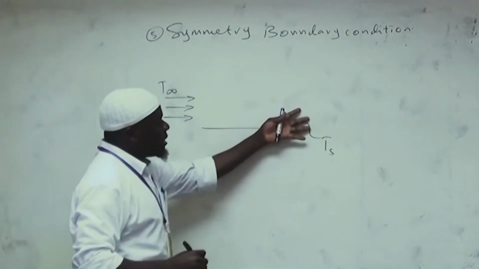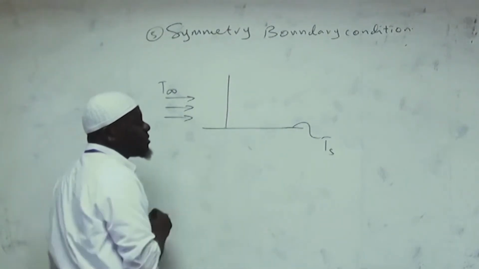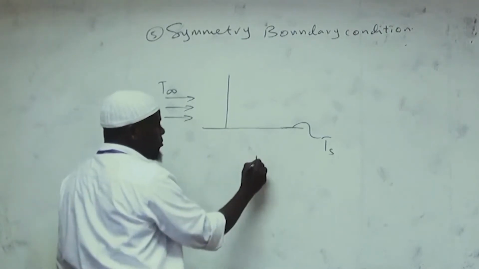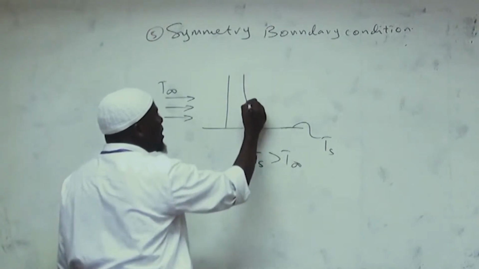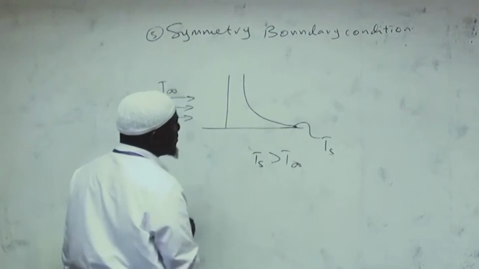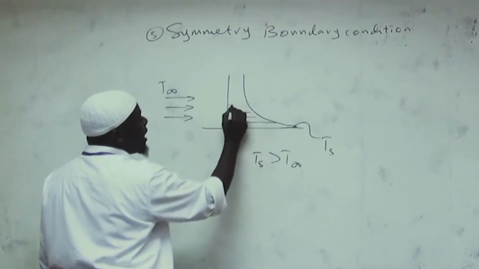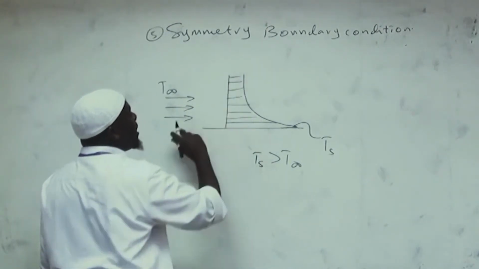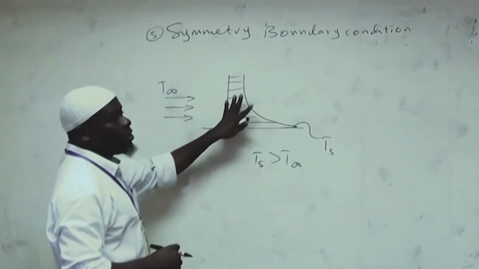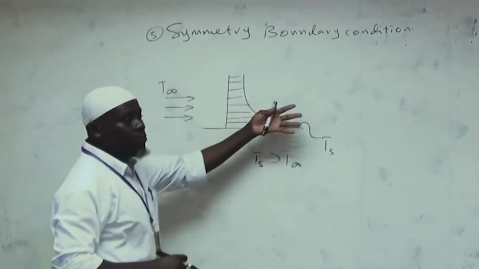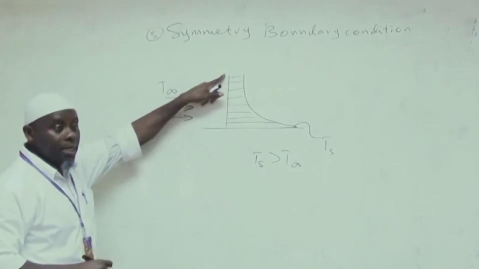By virtue of the heat transport across this flat plate, the temperature distribution is going to be like this, where Ts is greater than T infinity. It means the temperature is large here and reduces gradually, asymptotically, until eventually T equals T infinity. So this is the temperature profile when a fluid is flowing across a flat plate. This is a high temperature, this is a lower temperature.